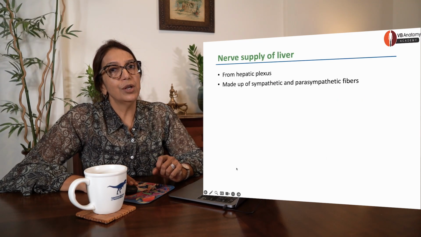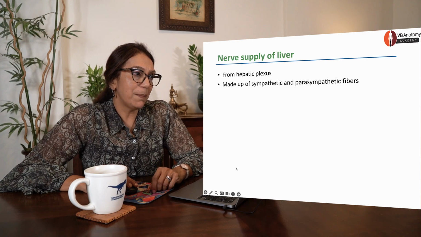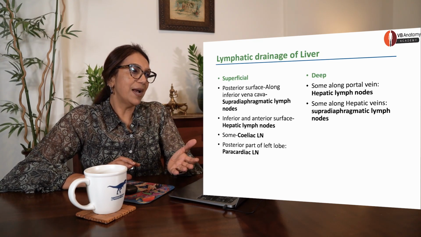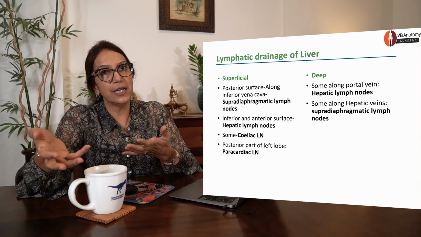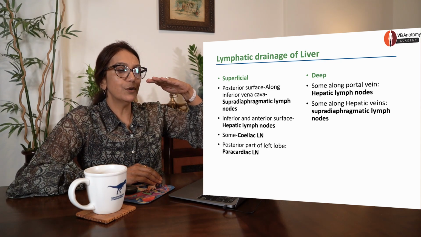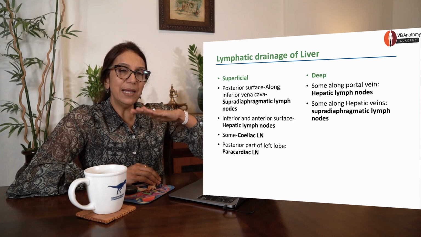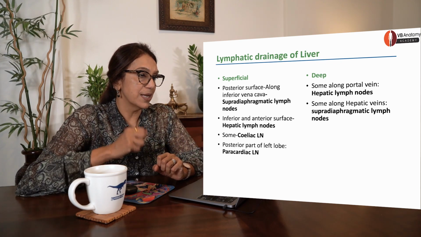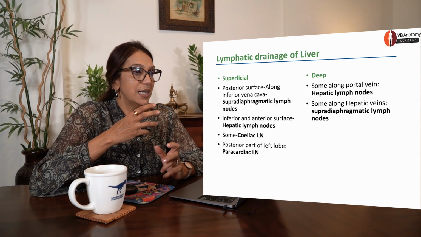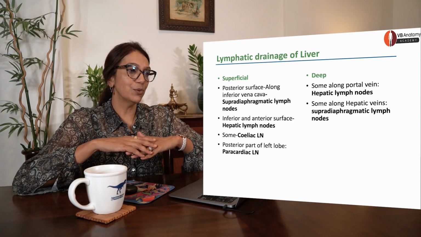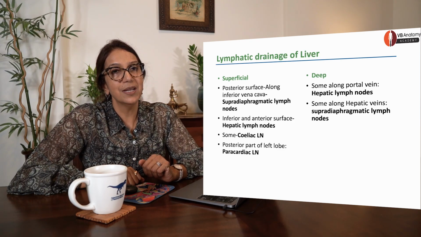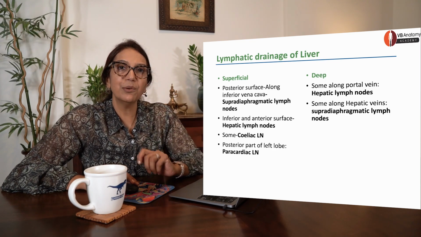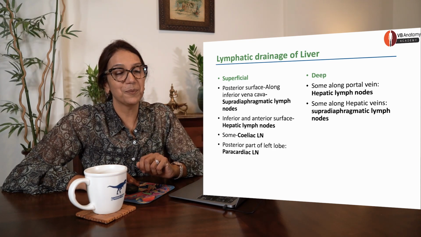Okay. So what about nerve supply? Liver receives nerve supply from the hepatic plexus, which is made up of sympathetic and parasympathetic fibers. Its lymphatic drainage is in the form of superficial and deep. Superficial will go partly above to supradiaphragmatic lymph nodes, partly below to hepatic lymph nodes. Some go back and to the left to the celiac lymph nodes and paracardiac lymph nodes. The deeper part again goes below to hepatic lymph nodes, and above to supradiaphragmatic lymph nodes. So now my suggestion is try and put a little logic to it. Otherwise it's difficult to remember all this, though it's very relevant.